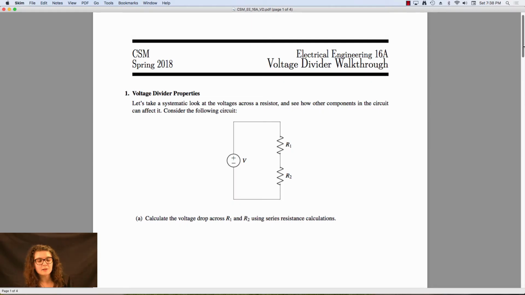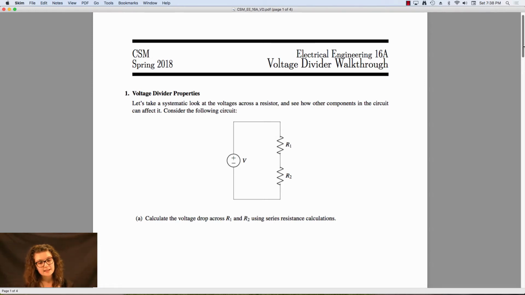Hi everyone, this is a walkthrough of CSM 16A Spring 2018's voltage divider question from worksheet number 6. In this question, we're going to look at some properties of a voltage divider. So let's take a systematic look at the voltages across a resistor and see how other components in the circuit can affect it. So consider the following circuit, which is a voltage source in series with two resistors.